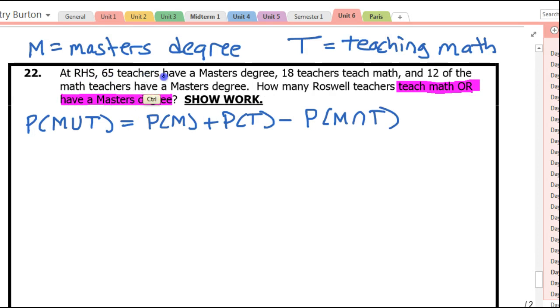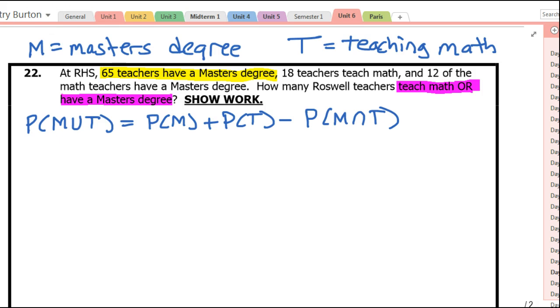65 teachers have a master's degree. Now, technically, we don't know the total, so normally I like to set up a little target over total because these are probabilities. I don't know the totals, but I will show you a little trick. I'll show you why this does not matter. So what do we know? 65 teachers have a master's degree. Okay, that is M. Having a master's degree is M.